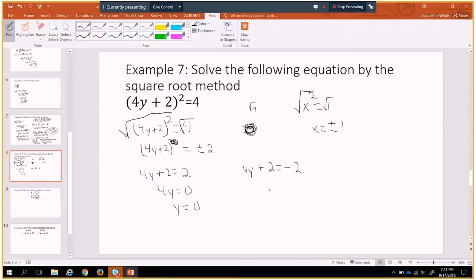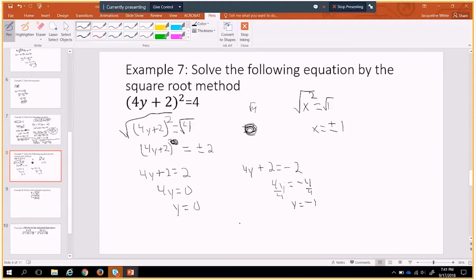And then for this guy, we're going to subtract 2 on both sides. So we're going to get 4y is equal to negative 4, right? Because it's negative 2 minus 2. And then we divide by 4 on both sides, and we're going to get y is equal to -4 divided by 4 is equal to -1.